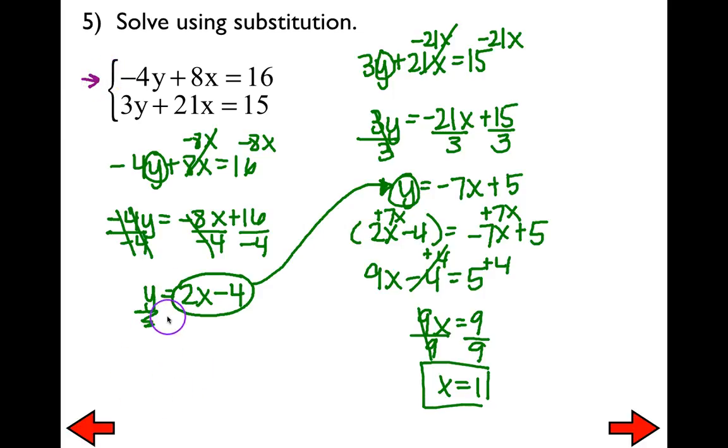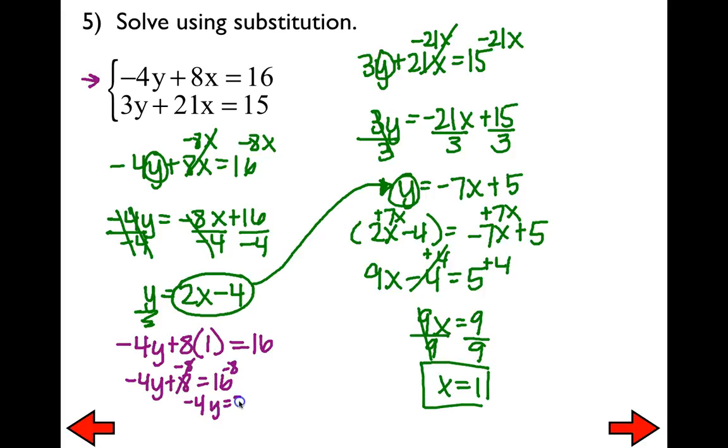Both of them aren't that pretty. So we have negative 4y plus 8 instead of an x. Let's go ahead and plug in our 1 equals 16. So we have negative 4y plus 8 equals 16. Get rid of the constant. Negative 4y equals 8. Divide off that coefficient. And we're left with y equals negative 2. So here, I kind of ran out of space, but I can go ahead and say that I think the solution is 1 comma negative 2.